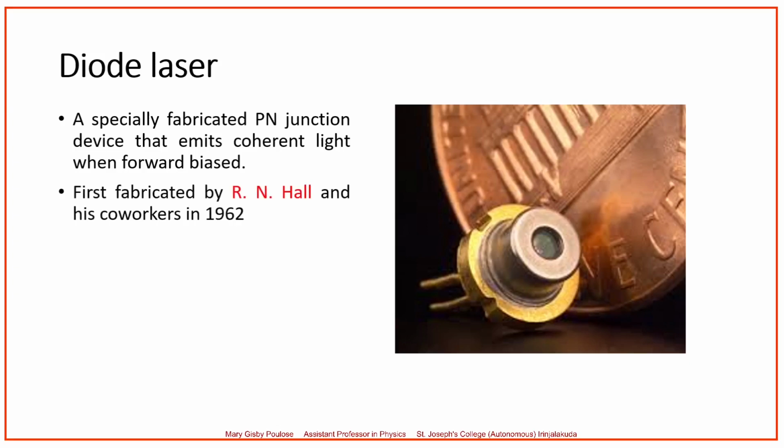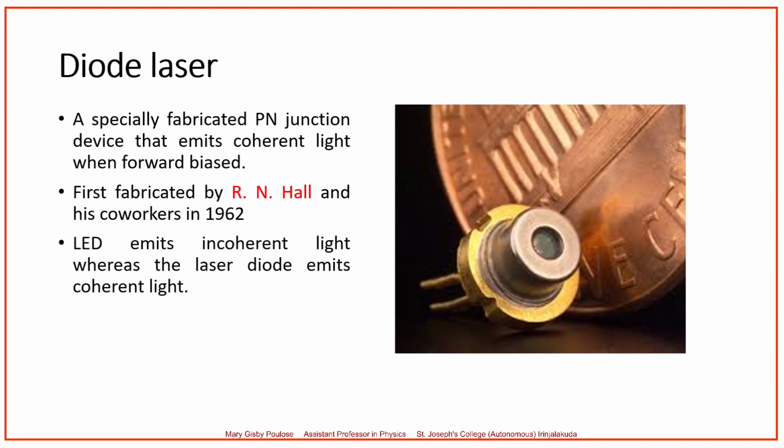Now, it was first fabricated by R. N. Hall and his co-workers in 1962. Now, it is very similar to the working of an LED, but the LED emits incoherent light, whereas the laser diode emits coherent light. Now, an example for a diode laser is the gallium arsenide laser. It emits light at the infrared wavelength of 900 nanometers.